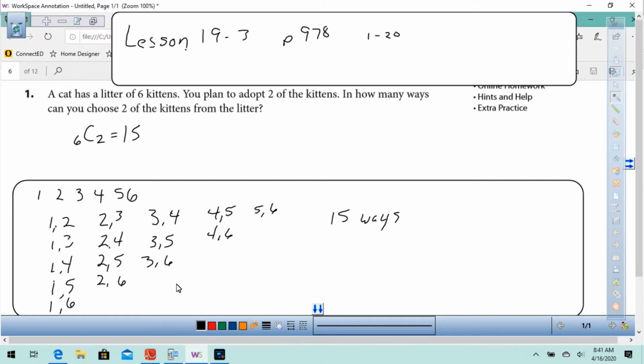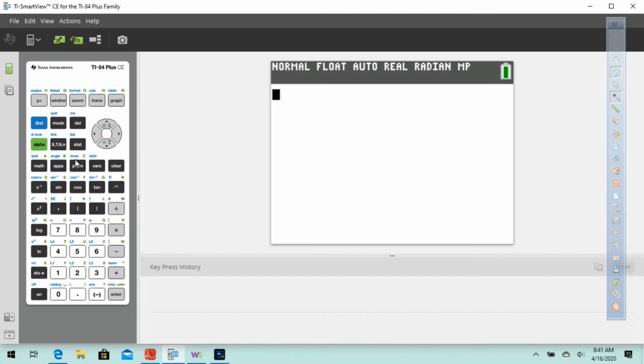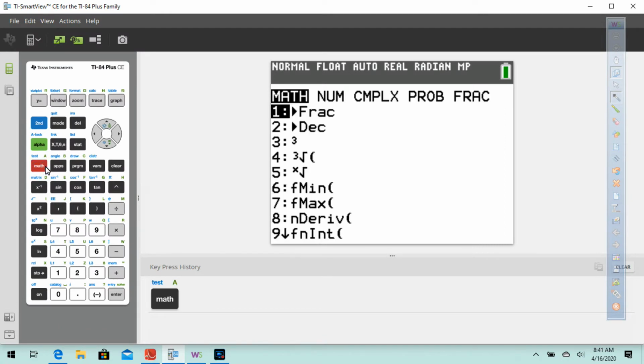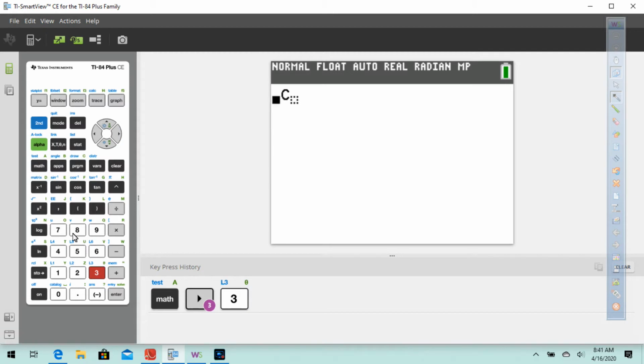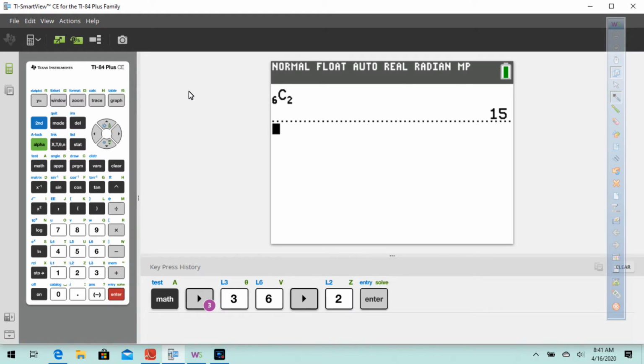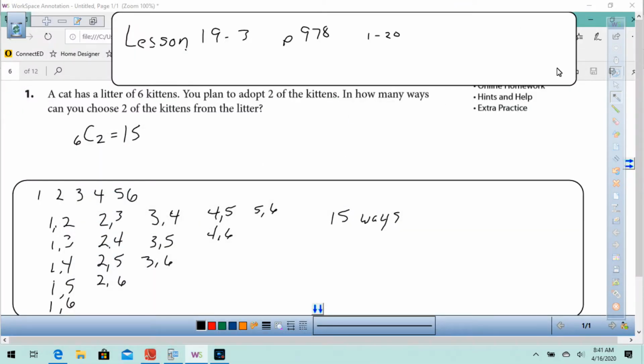Not bad. Well, can we do this in the TI-84? And we can. Let's see, I think it's math, and then we're going to go over to probability and number 3. So let's choose 3, and we got 6 choose 2, and press enter, and we got 15. So we can do it in that one as well.